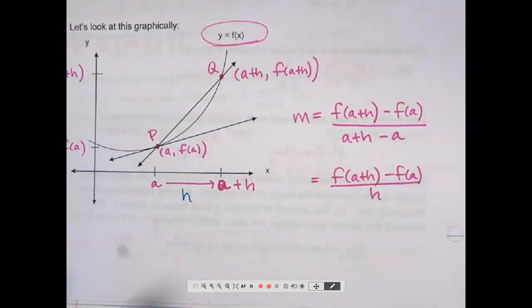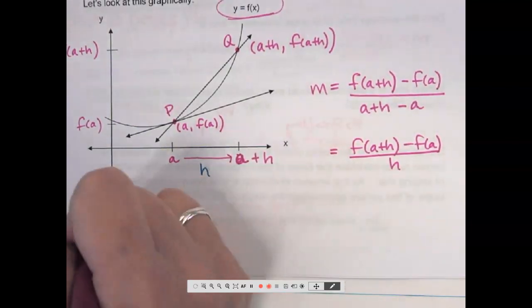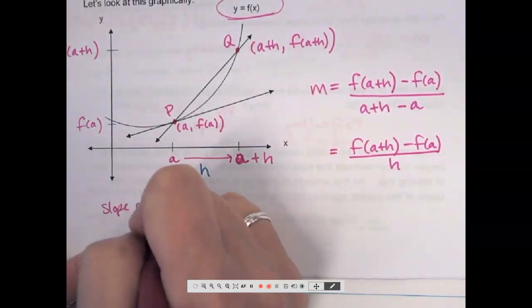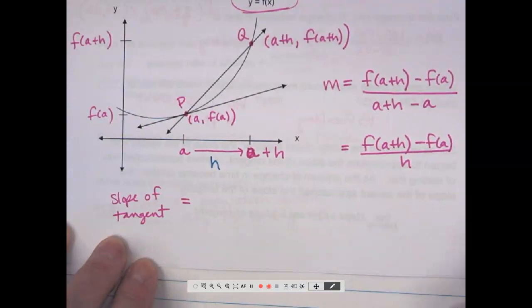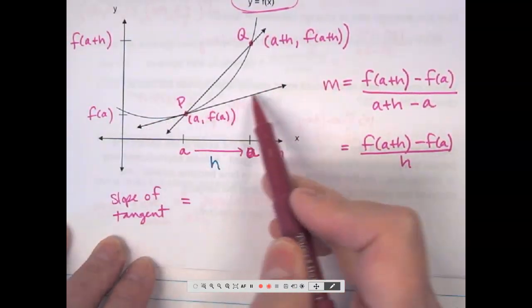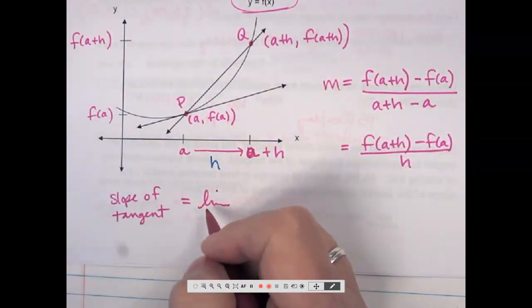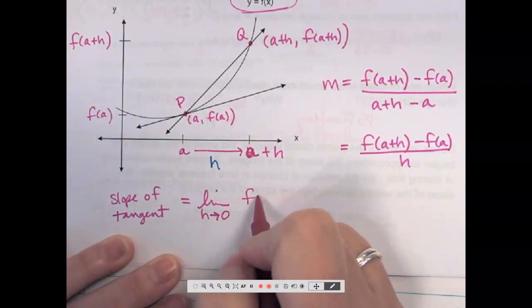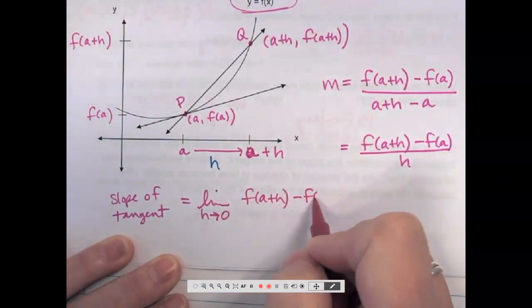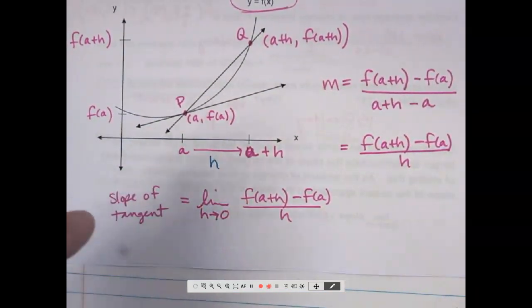Okay, so that represents the slope of this generic line PQ. Well, I want to say what he set up here: the slope of the tangent line at P, which is this kind of flatter line right here. If I want to find the slope of that line, I'm going to find the limit as h approaches 0 of that slope. And that will be the slope of the tangent line.